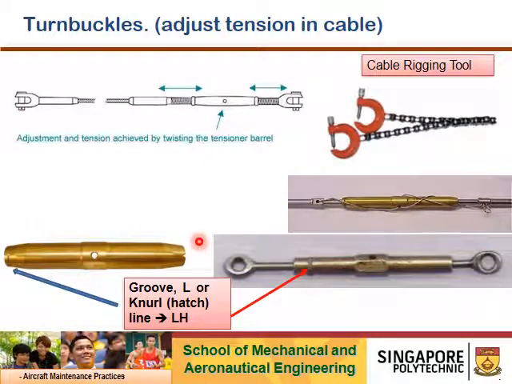So turnbuckles are used to adjust the tension in cables. As mentioned earlier, there is a groove, or sometimes it's a hatch line, that indicates the left-hand thread, and you can compare, there's no indication on the other side. Okay, and these are the cable rigging tools to be used. These rigging tools prevent the cable from twisting when you turn the barrel. We will teach you how to use these rigging tools during the practical session.